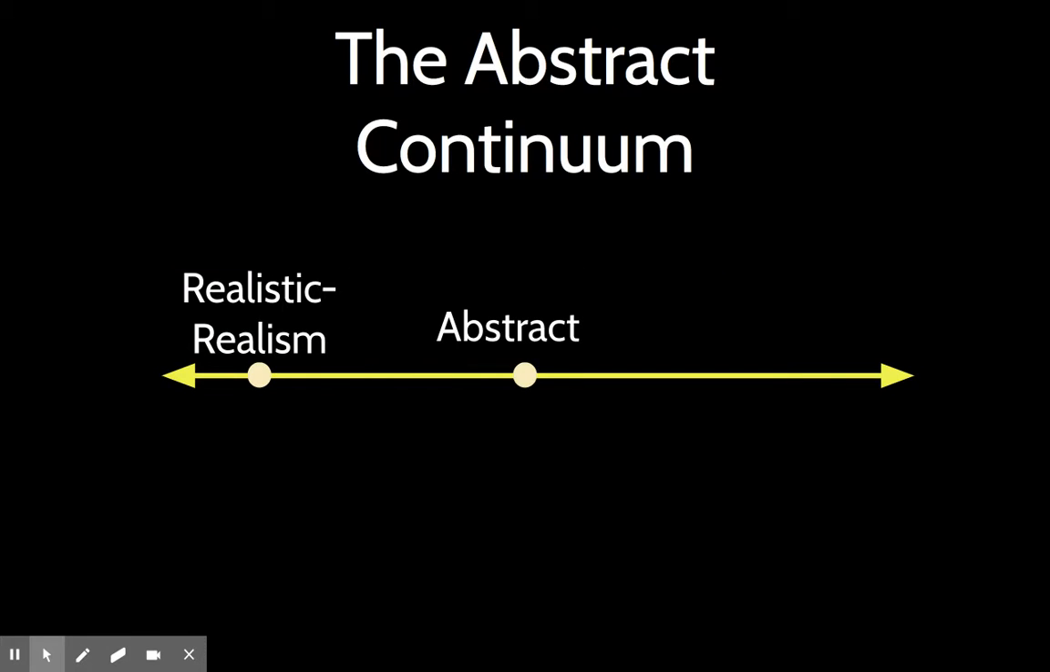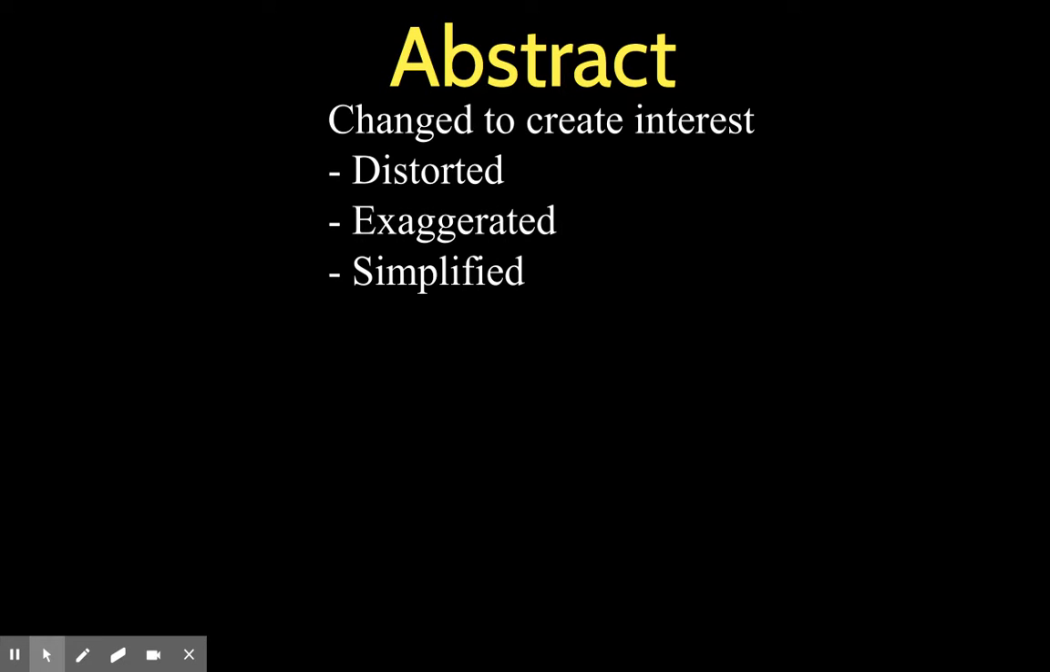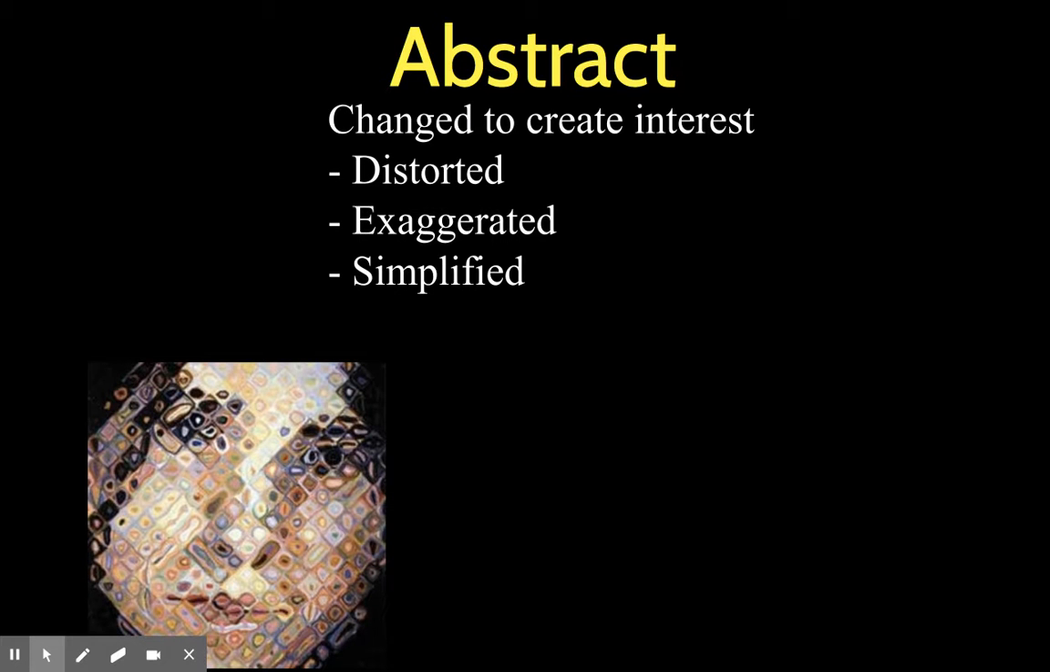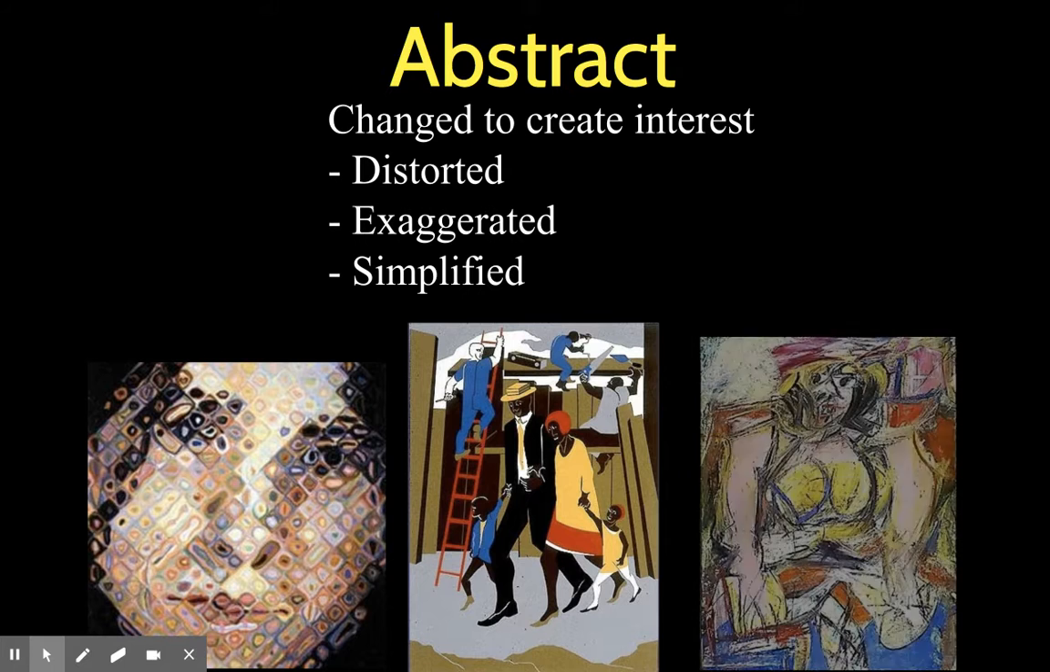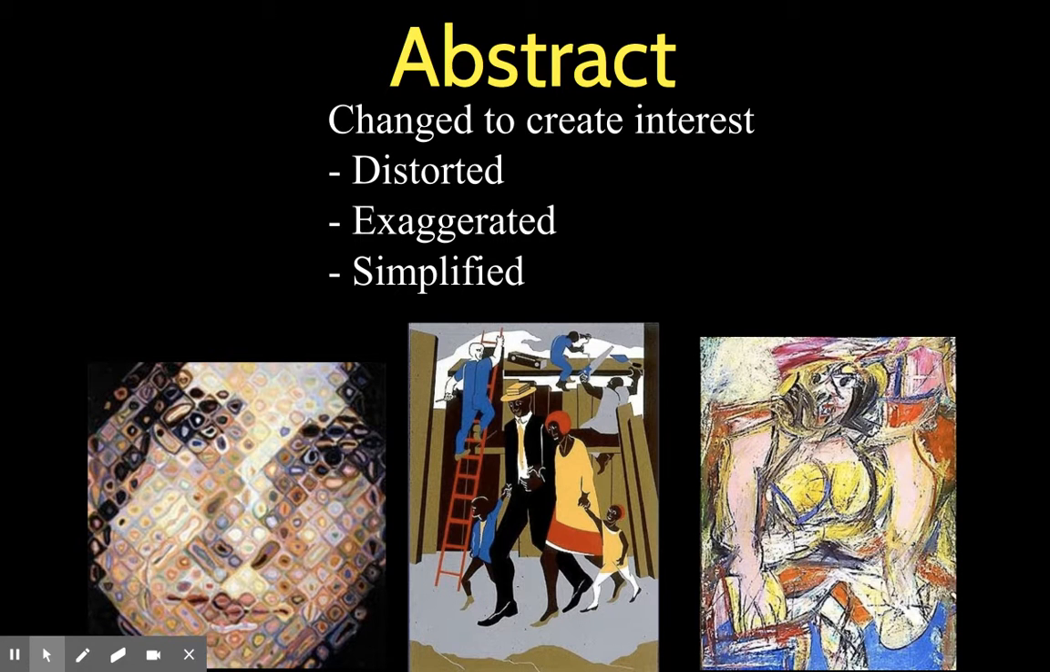Now, next on the continuum, we have abstract. Now, abstract is often used incorrectly. Abstract means to change to create interest, and that could be distorted, it could be exaggerated, it could be simplified. But here's the thing, we can still make out what things are. We can still tell what things are, they just look a little weird. Here are some examples of abstractions, from slight abstraction to really extreme abstraction. But the key again is that we can still make out what things are. They've just been distorted, exaggerated, or simplified.